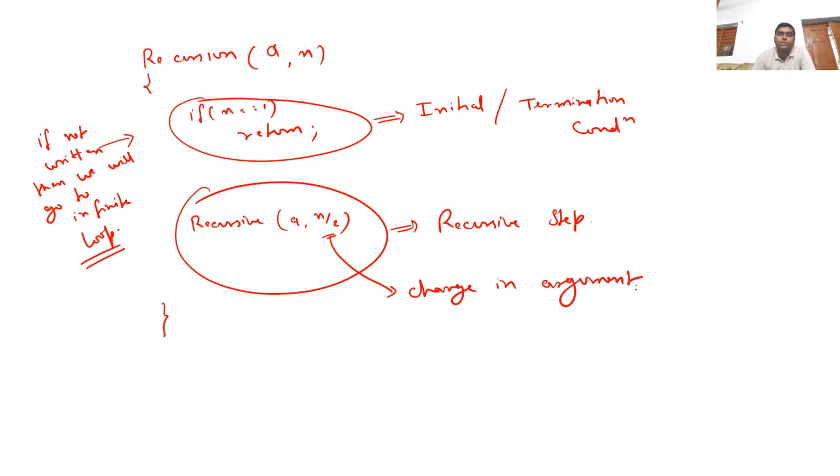Okay, so there is a change in argument every time. Otherwise, it will call the same thing again and again. So this is the simple recursion. And if you want to go into depth, then refer to my previous lecture related to recursion and its types, which I have already covered in data structures.